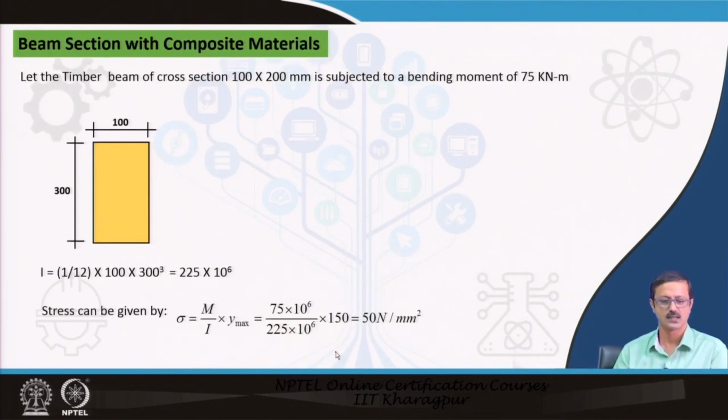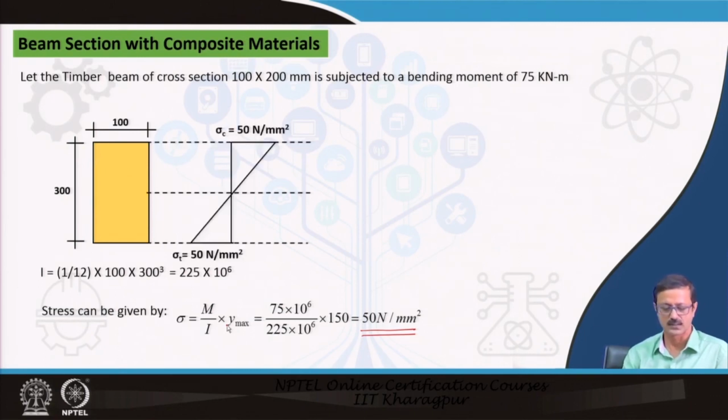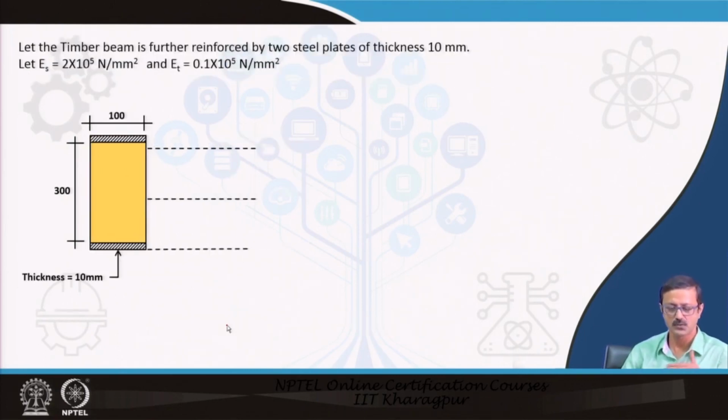The last one is the composite material. So, suppose this is a wooden timber beam of 100 by 200, and this is the sigma value of that because of the moment and all those kind of things. So, 75 kilonewton meter is the moment. So, this is the stress distribution, but if I put the two steel reinforced plates on the top and the bottom, we will have the E value of steel as 2 into 10 to the 5 and E timber is 1.1 into 10 to the 5, very less.